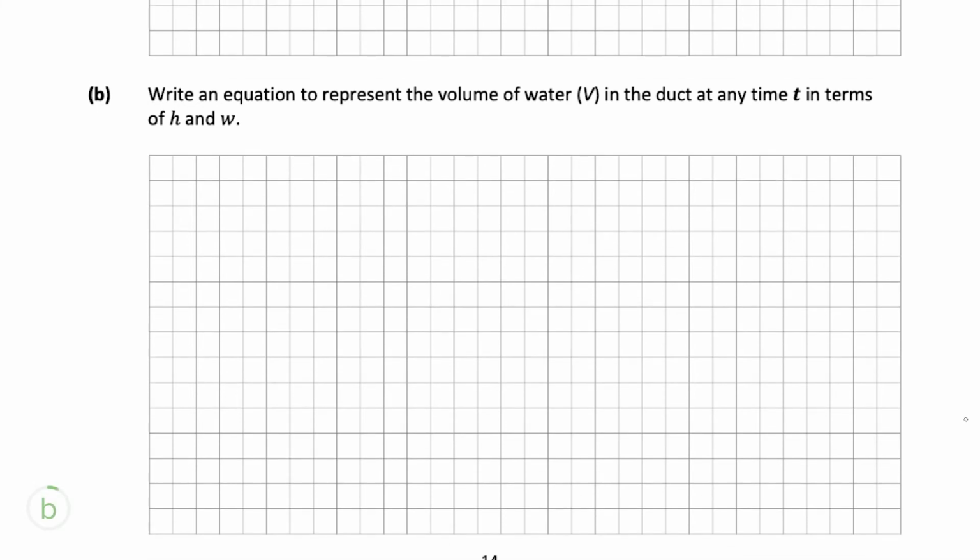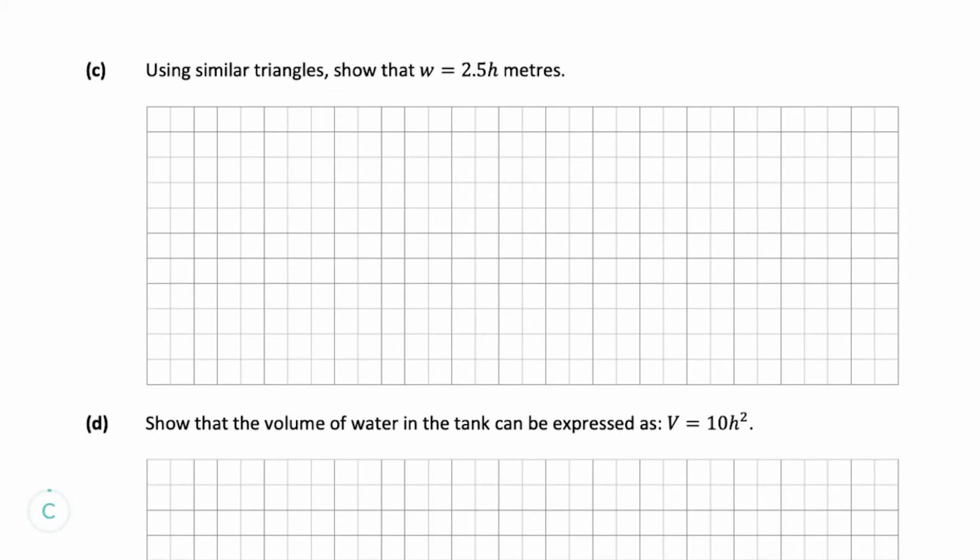Now the next part says, write an equation to represent the volume of water in the duct at any time t in terms of h and w. As we found in the previous question, the volume of the prism is given by the area of the face multiplied by the height. So we'd say a half by w by h by 8, and simplifying that further gives us simply 4wh meters cubed. Fairly simple.